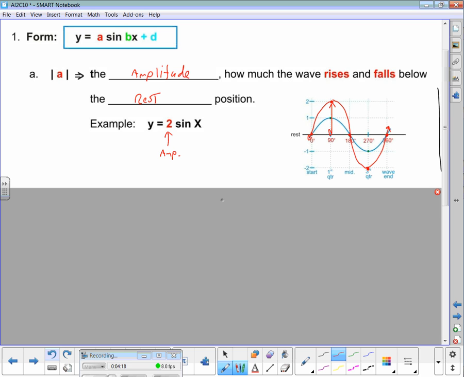And here is your amplitude of 2. Right? And it doesn't matter where you're at. It's still a 2 value. Doesn't matter whether you're falling below the line 2 or rising above the rest position 2, your amplitude is 2.